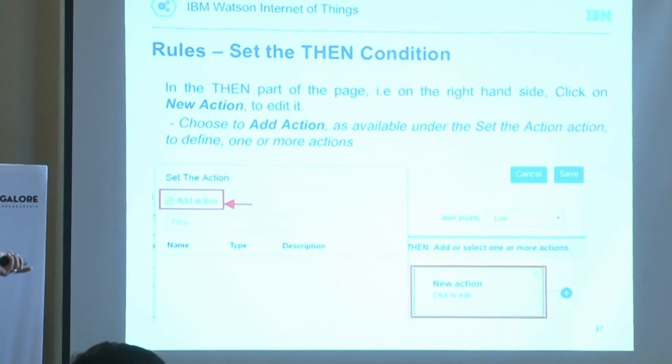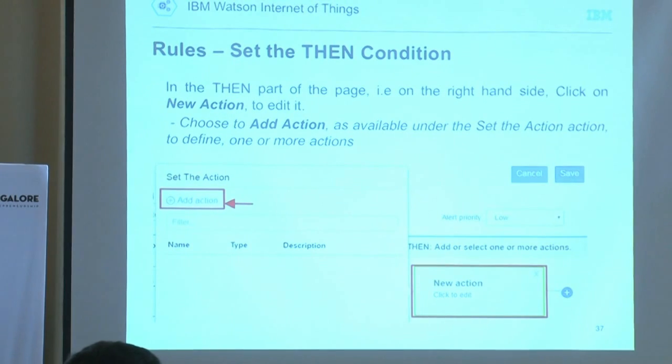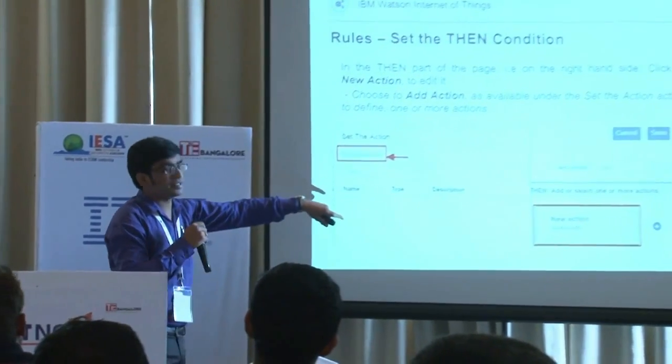And in the action part, what if the 30 degrees Celsius point is breached? Then what action needs to be taken? I'm going to set it as part of the then condition.